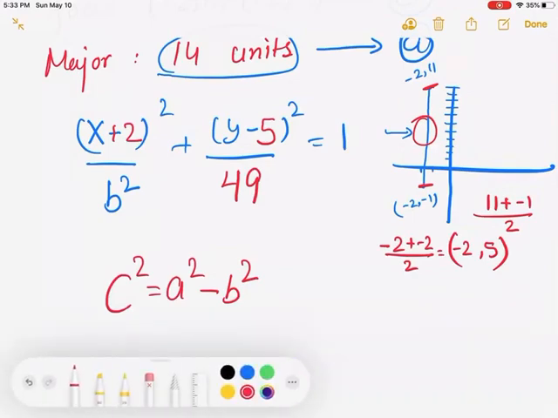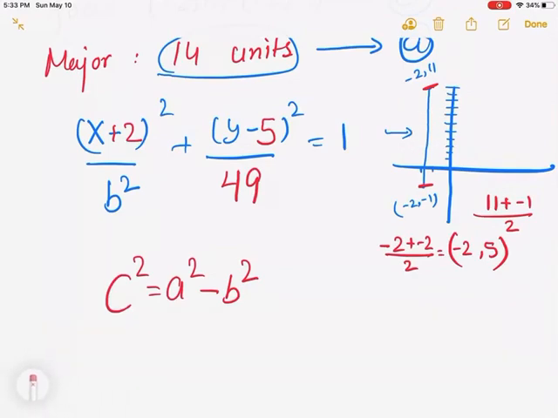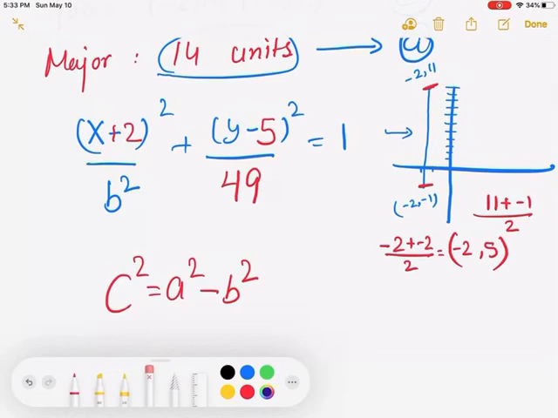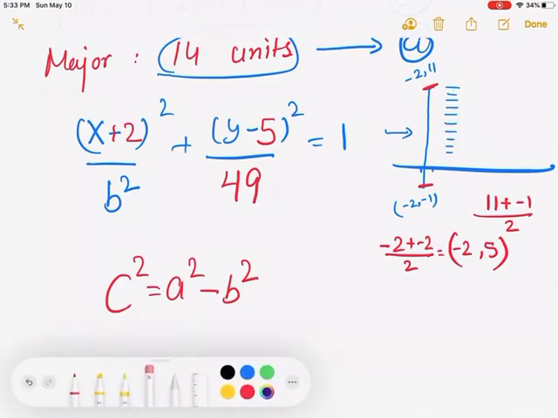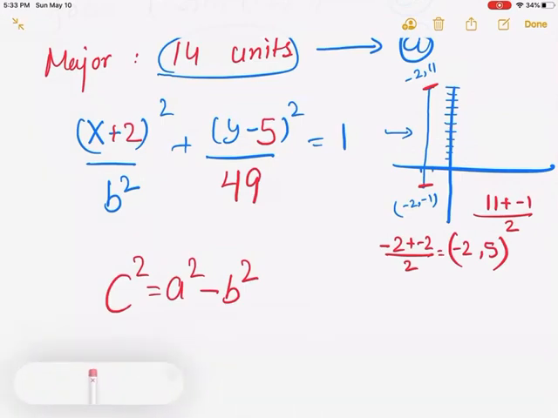Let me erase this circle first. Okay, so the center point, let's label that. It's at (-2, 5). Oops, my bad. Okay, (-2, 5): 1, 2, 3, 4, 5. That's the center point. How far do you go on both sides? You can literally count those boxes.